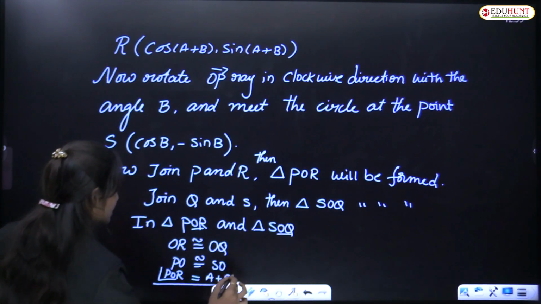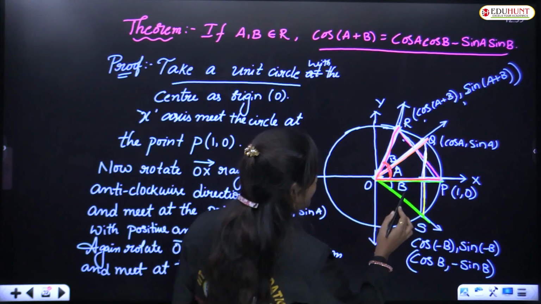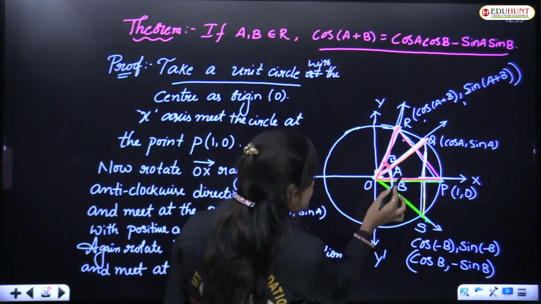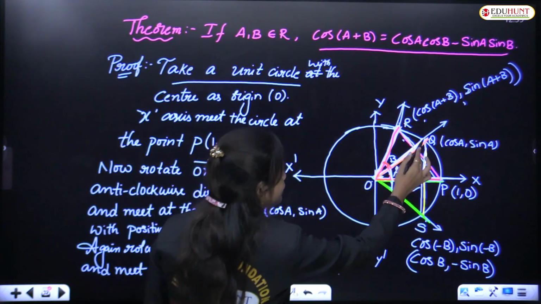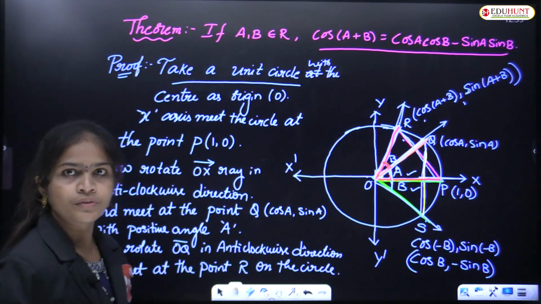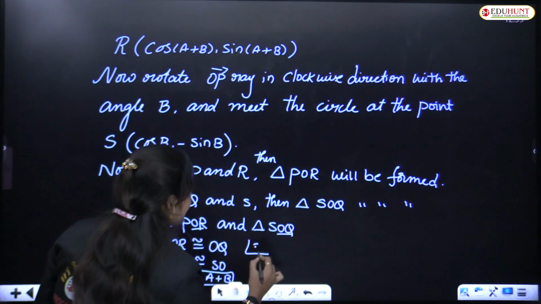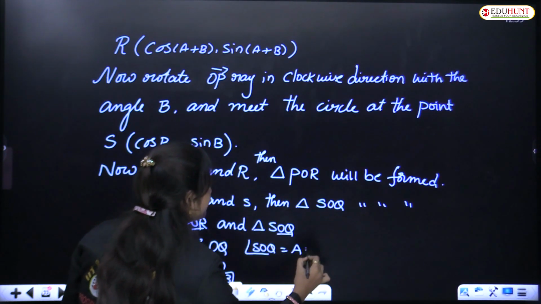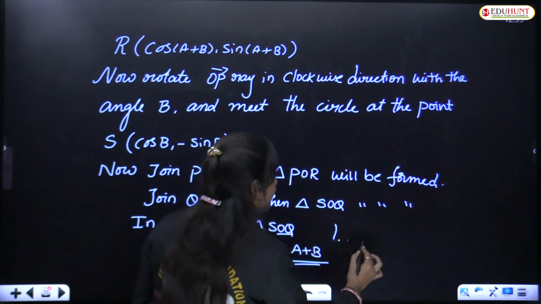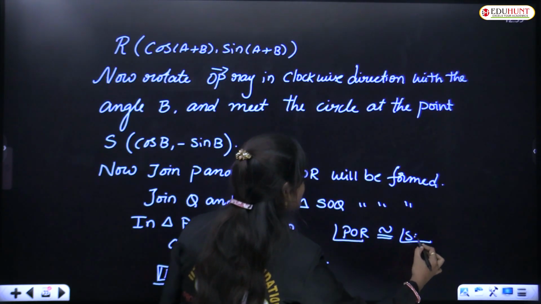Okay, this angle we know that. And in the same way, another angle also we can observe. What is that? Angle SOQ. This is also A plus B only. Here A is there, here B is there. So this total angle SOQ is also A plus B only, no? Okay. So that's why angle SOQ is also A plus B only. So from this one what we can write here? Angle POR is congruent to angle SOQ.